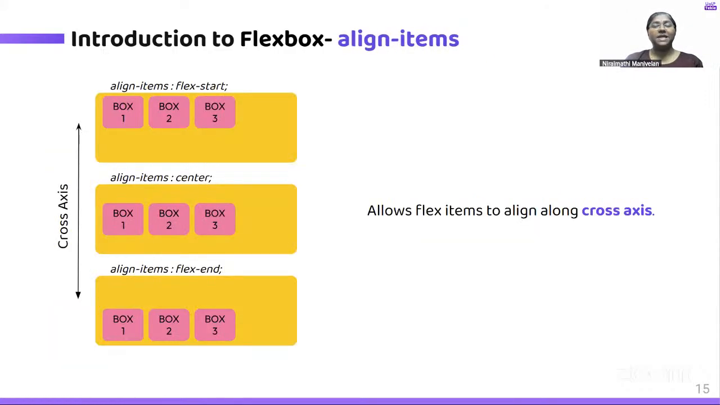The next property is align items property. This will arrange the items in the vertical way, top, center, bottom. So again, we are going to give flex start, center, flex end. This is in the cross axis. Justify content horizontally, align items vertically.